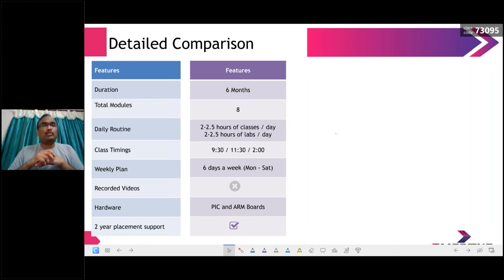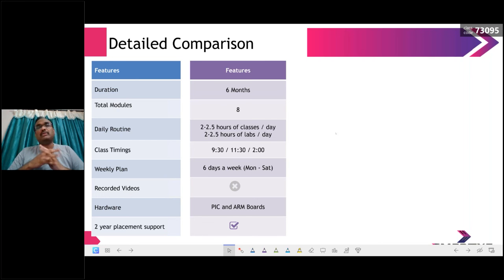Some of you, when you talked to our counselor, they would have told you that you'll get 2-year placement support. So what do we mean by 2 years unlimited placement support? Let us say you are joining in the month of August. July is almost over. And you're joining for an August offline course, 6 months course. So that means August, September, October, November, December, January. You will be completing the course in January 2023.